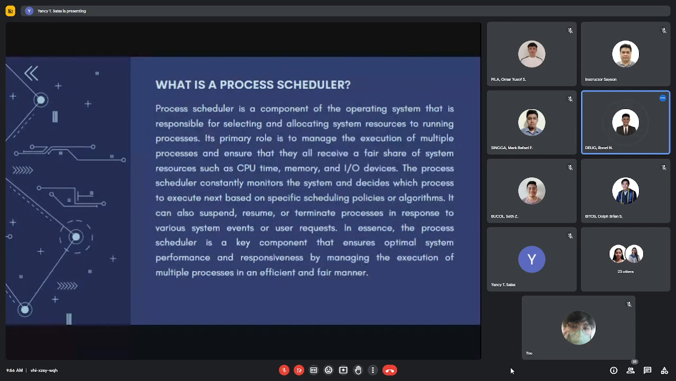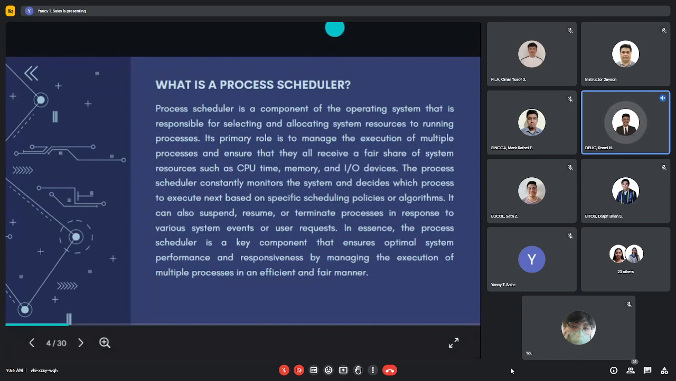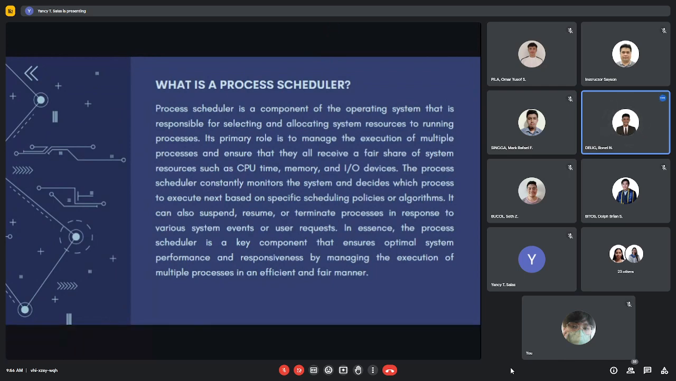Now that we know the difference between job scheduling and process scheduling, we will proceed to what a process scheduler is. A process scheduler is a component of the operating system that is responsible for selecting and allocating system resources to running processes. Its primary role is to manage the execution of multiple processes and ensure that they all receive a fair share of system resources such as CPU time, memory, and input-output devices.